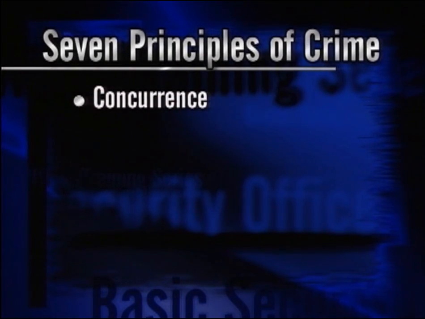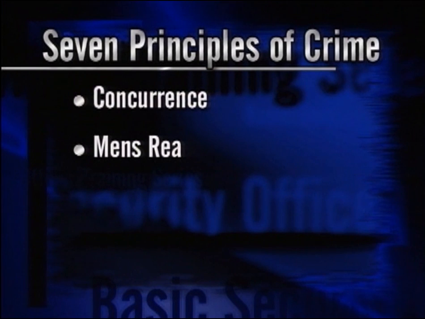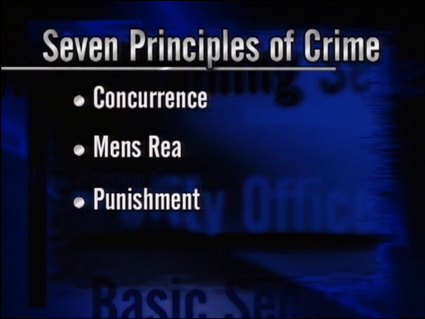Five, concurrence. The intention and the act must go together. The evidence is usually used to show that the defendant in a criminal trial intended to cause the harm that resulted from the commission of the crime. Six, mens rea. There must be a guilty state of mind at the time the act occurs. In other words, there must have been intent. Seven is punishment. There must be a sanction applied for the violation of the law. The punishment for the crime can be a jail term, prison term, and/or a fine.